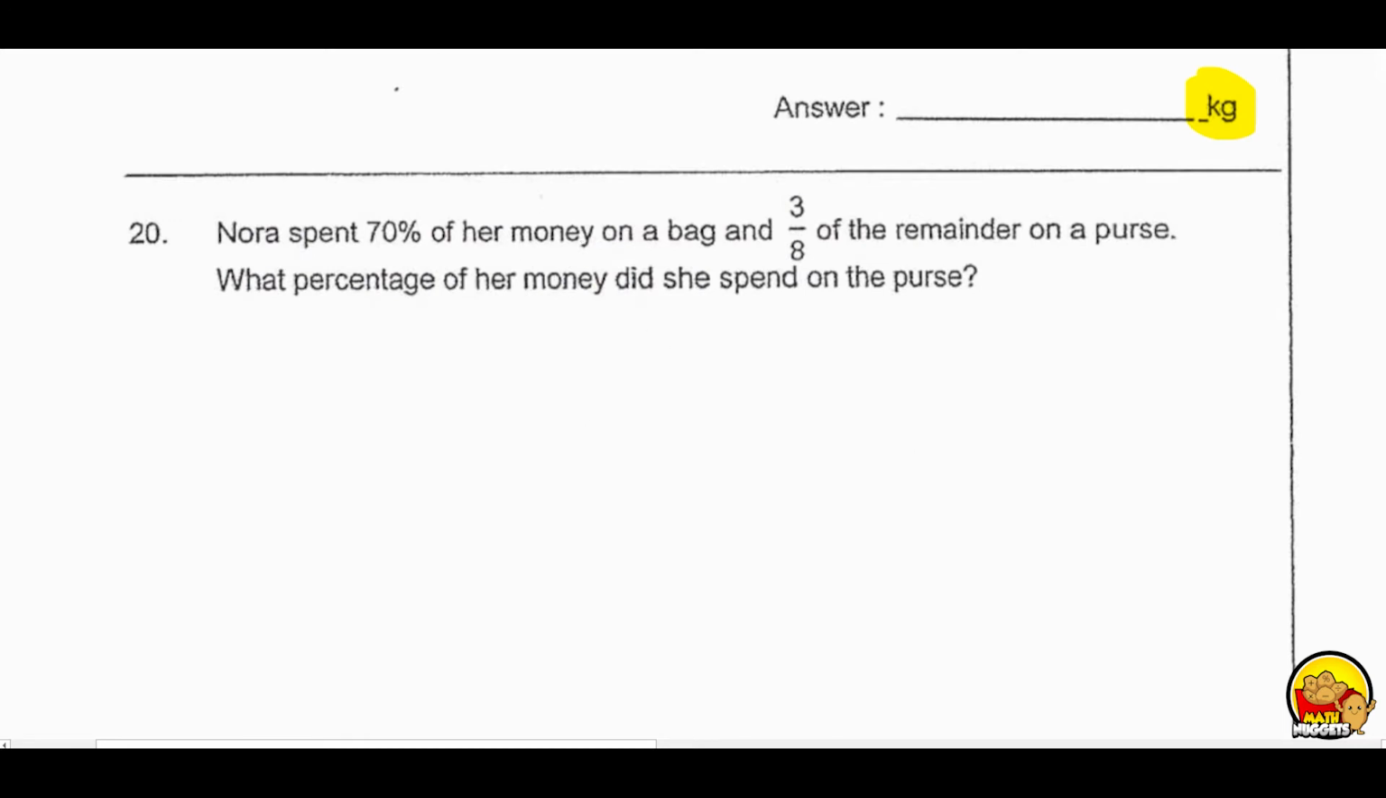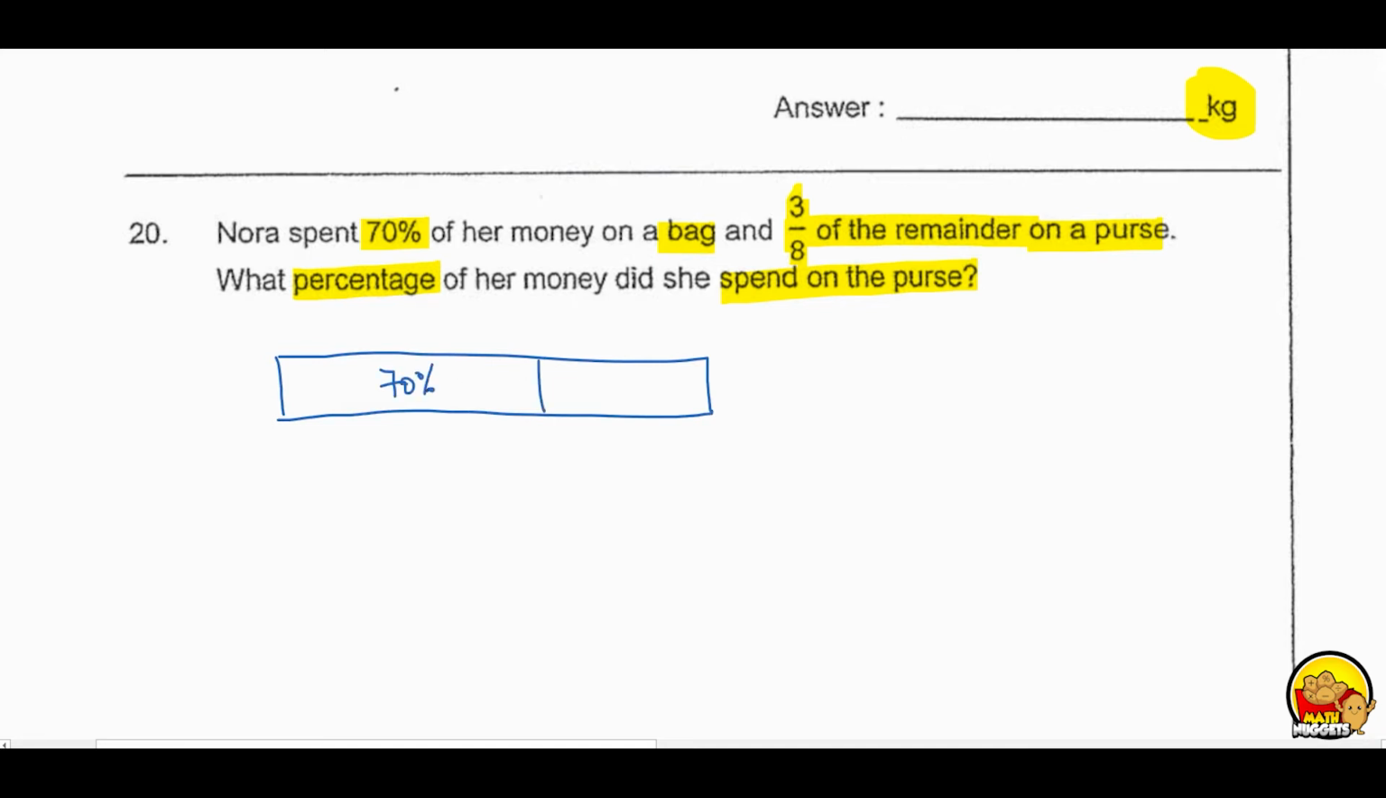Question 20, Nora spent 70% of her money on the bag and 3/8 of the remainder on a purse. We're trying to find the percentage of her money that she spent on the purse. So this is Nora's money, out of which 70% was spent on the bag. This is the remainder, which is 30%.